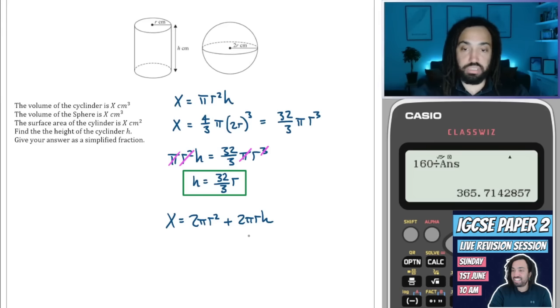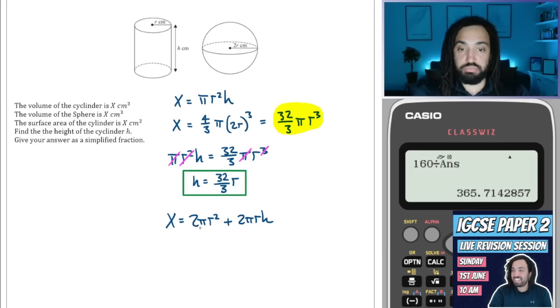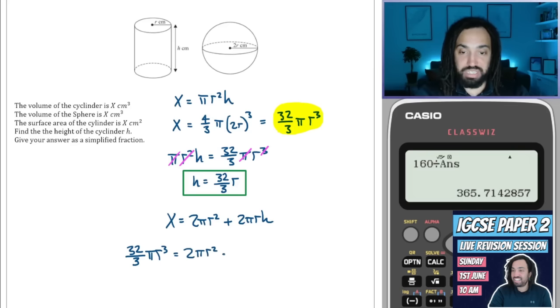Now what are we going to do? Okay, so now we know that we can sub h in here. We also know it's equal to x, and we also know that x is equal to this, which doesn't have an h. So that's going to be helpful in us being able to find r. So we can say that 32 over 3 pi r cubed is equal to 2 pi r squared plus 2 pi r h, which we know is 32 over 3r.